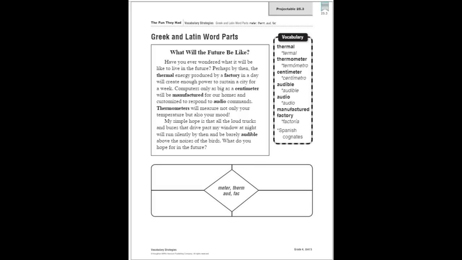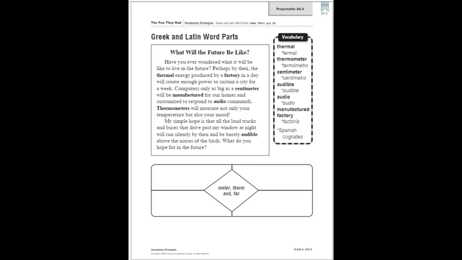We're going to read, "What Will the Future Be Like?" Have you ever wondered what it will be like to live in the future? Perhaps by then the thermal energy produced by a factory in a day will create enough power to sustain a city for a week. Computers only as big as a centimeter will be manufactured for our homes and customized to respond to audio commands. Thermometers will measure not only your temperature but also your mood. My simple hope is that all the loud trucks and buses that drive past my window at night will run silently by then and be barely audible above the noises of the birds. What do you hope for in the future?